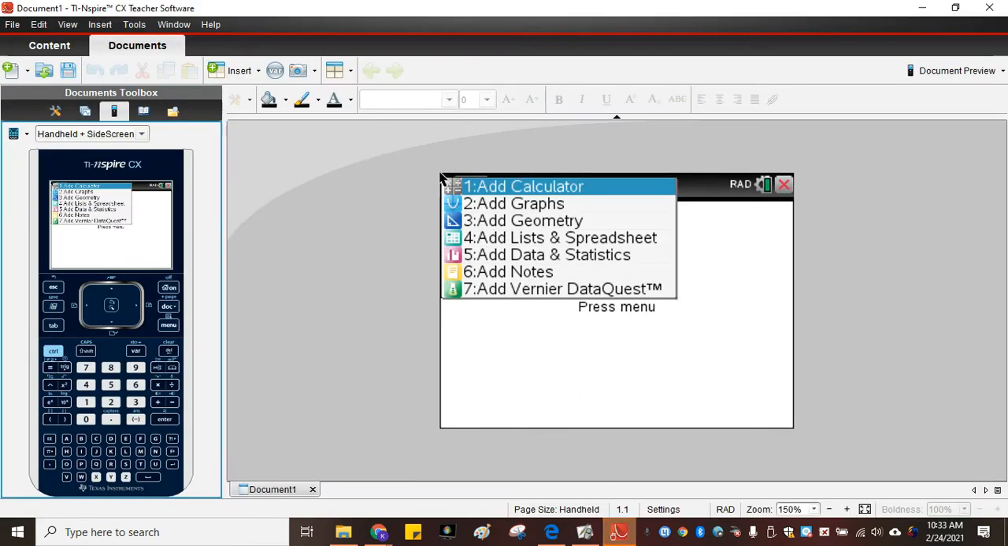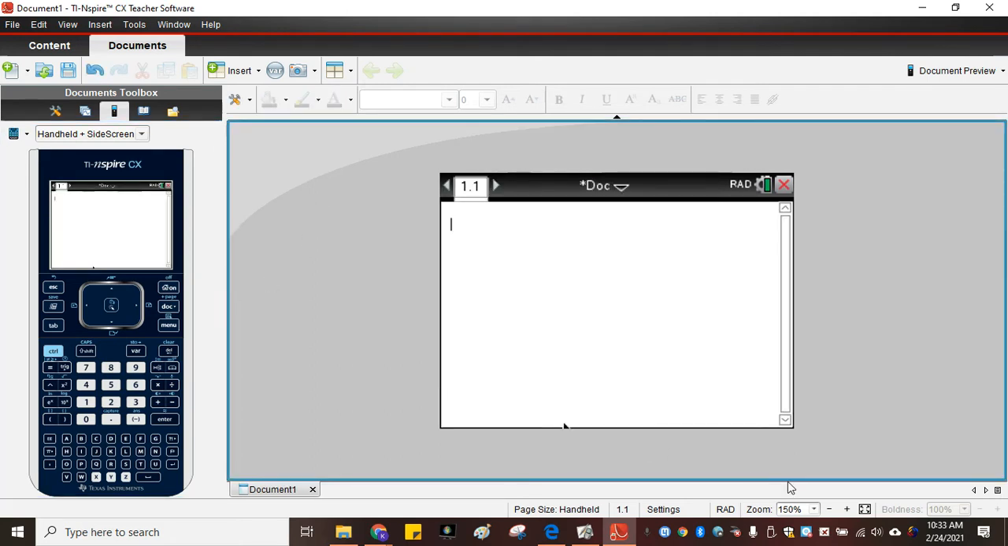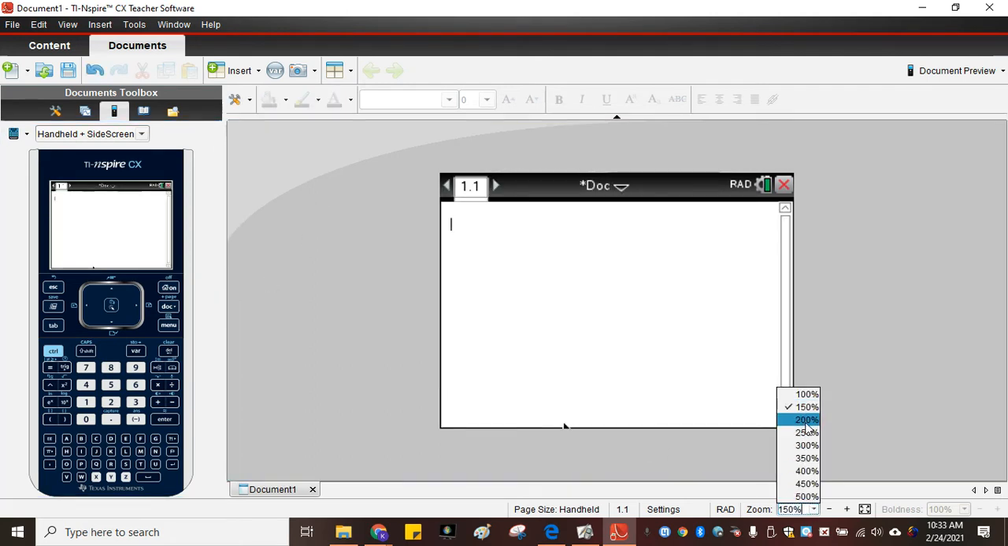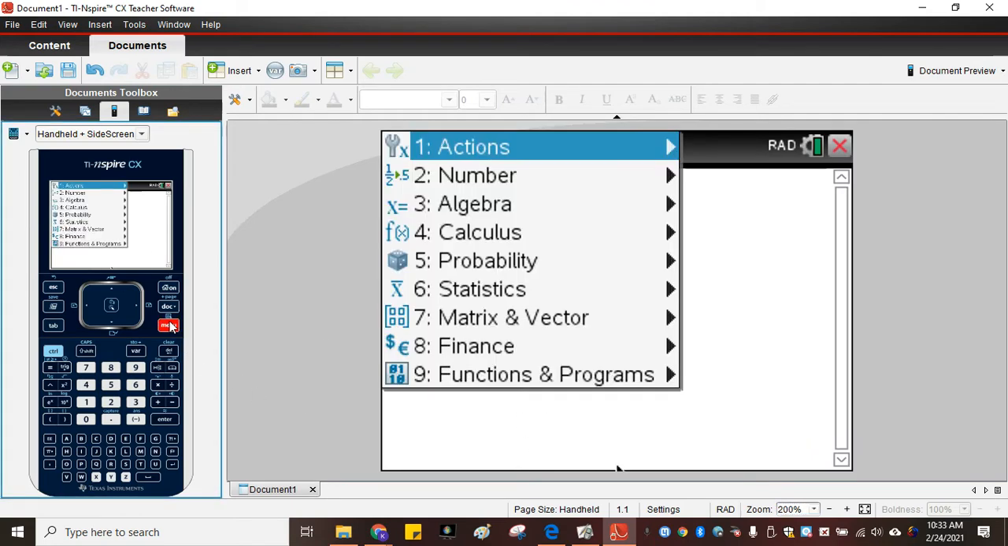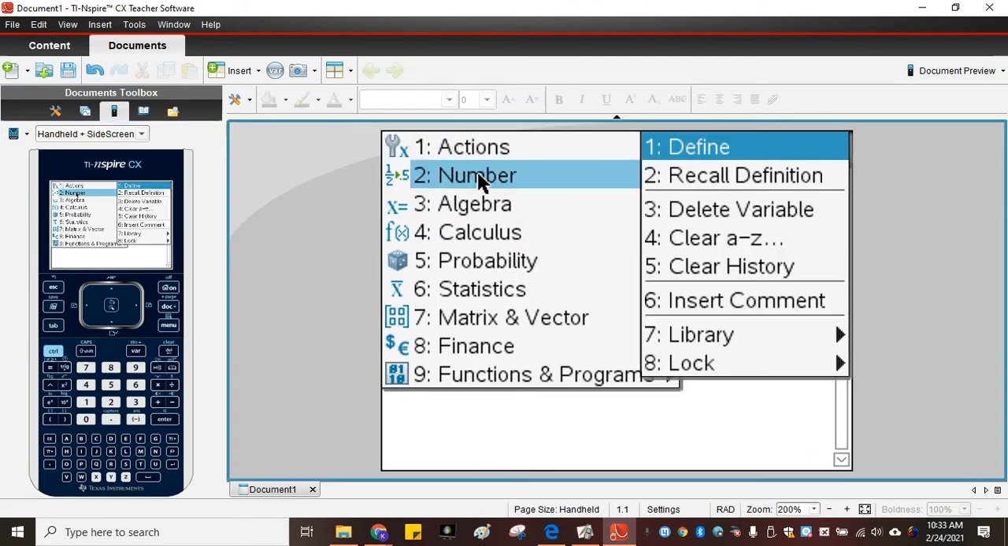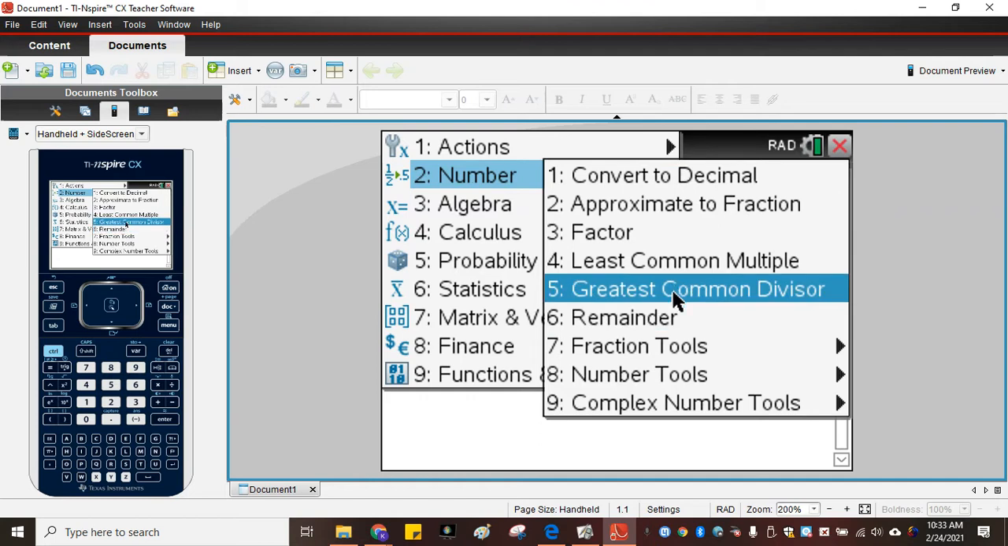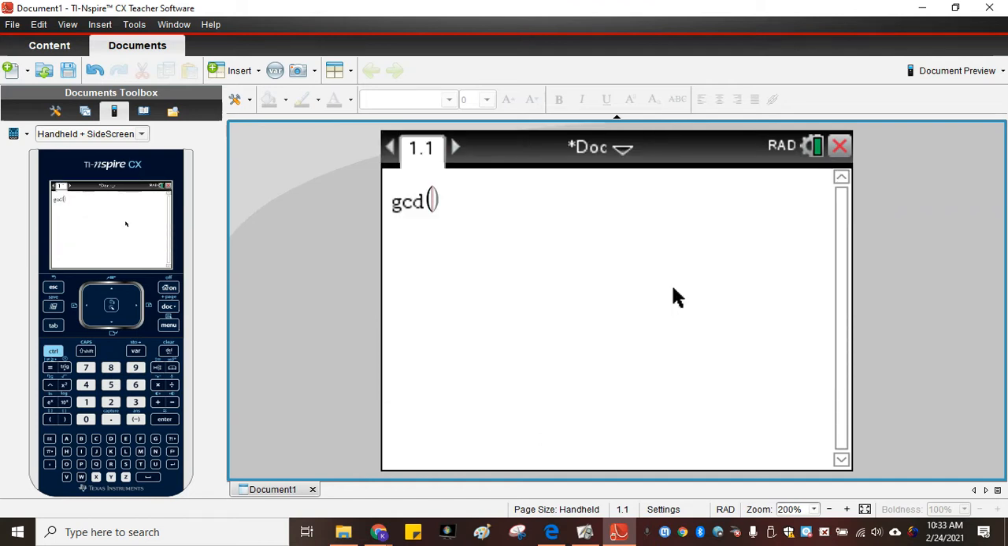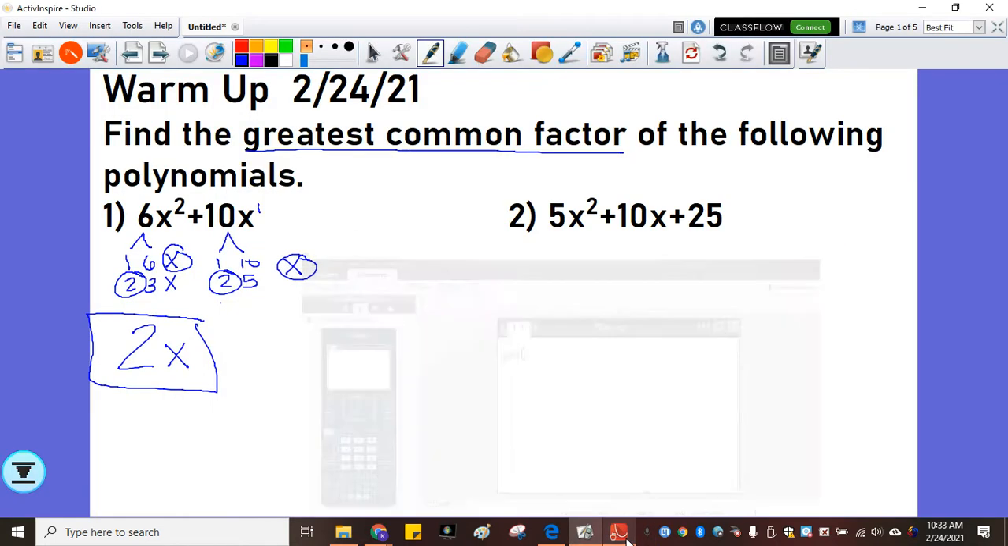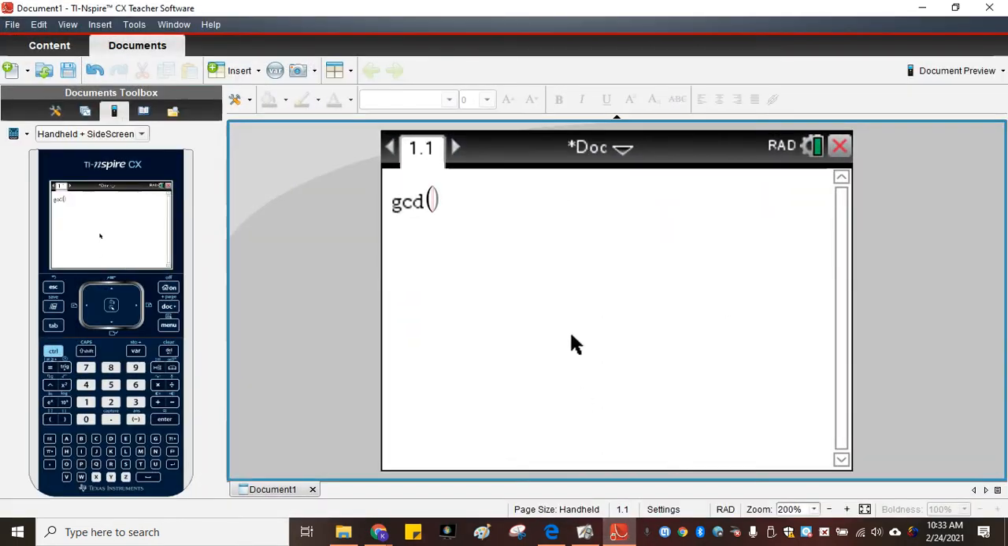All right, and then in a calculator, or if you are at home, you can even look up websites that find the greatest common divisor. But here: menu, number, greatest common divisor. And this is 6 and 10. So 6, 10. It's 2. Another way to do it is that.